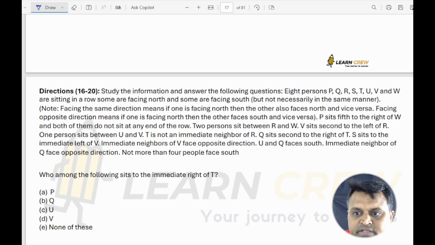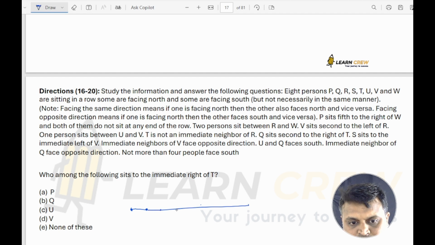P is fifth to the right of W, and both of them do not sit at any end of the row. So let me take the possibilities. In total we have 8 persons: 1, 2, 3, 4, 5, 6, 7 and 8. It is given that P is fifth to the right of W, and both of them do not sit at the end of the row. So here we don't have P and W.